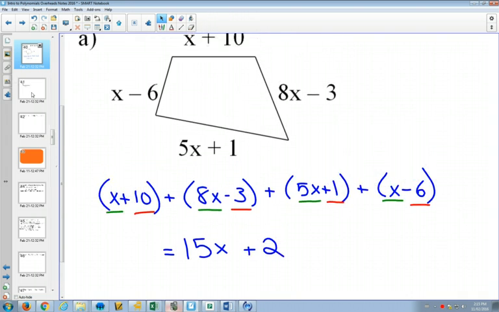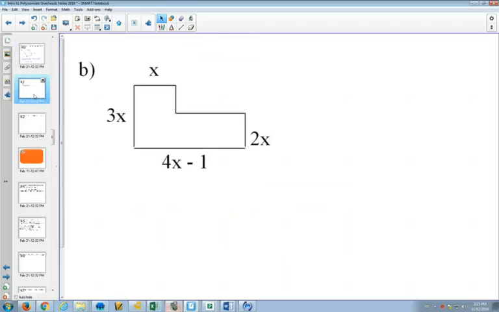There's one more for you to try on your own. Are you ready for it? Here's the last one. Find a simplified expression for the perimeter of this one.